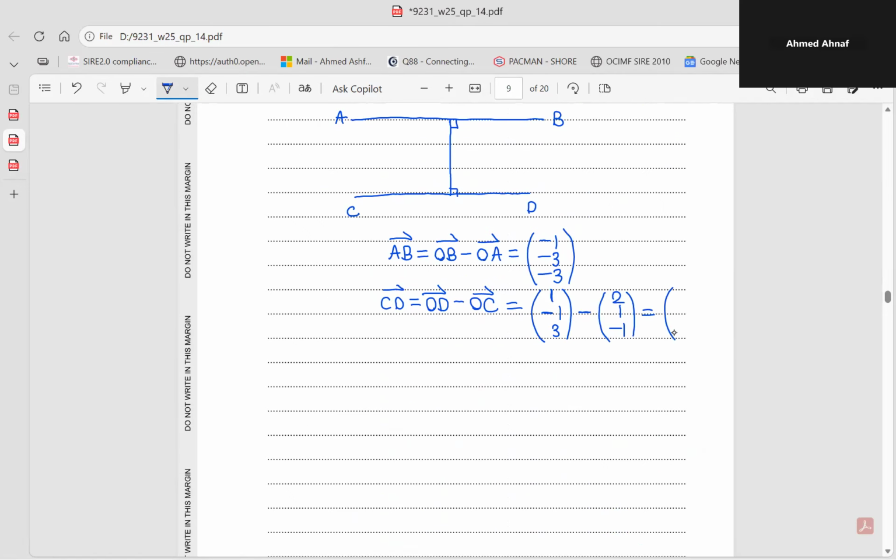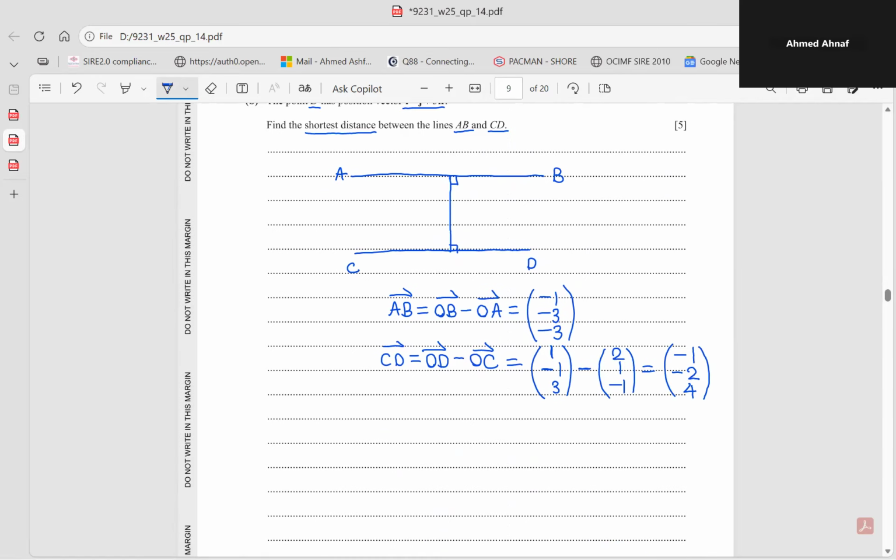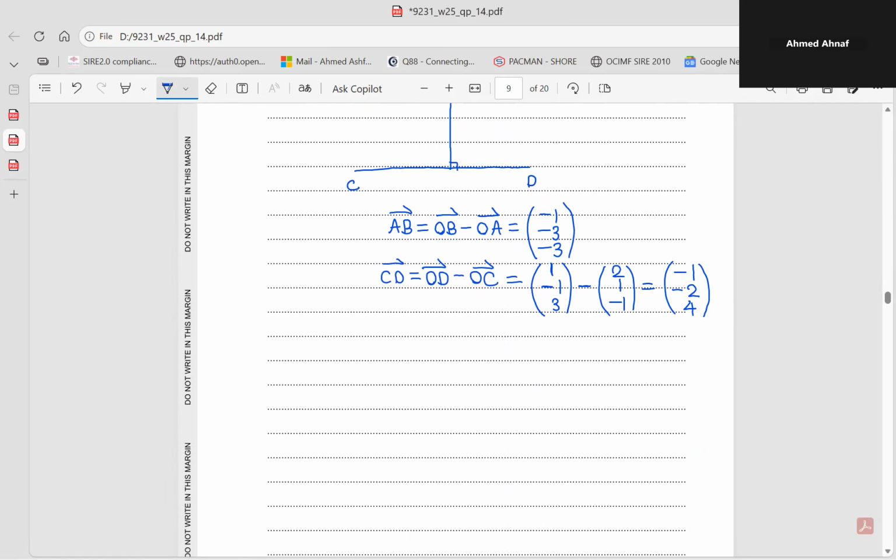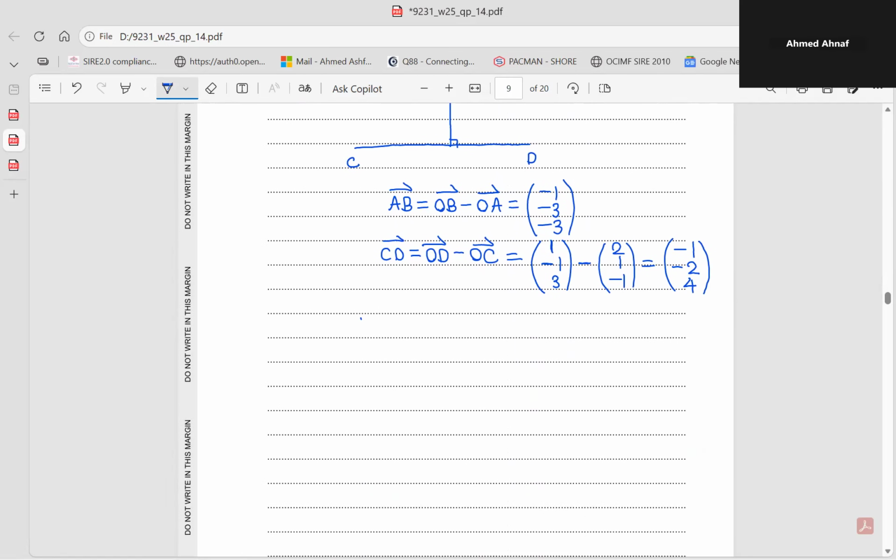So we can minus this. So 1 minus 2, that is negative 1. Minus 1 minus 1, that is minus 2. 3 minus negative 1, that is 4. Okay, so this is what CD is. Now we're ready to find the common perpendicular. Just find the vector product of AB and CD.